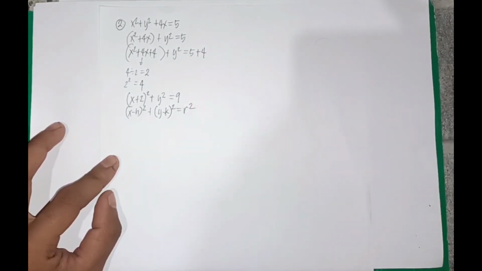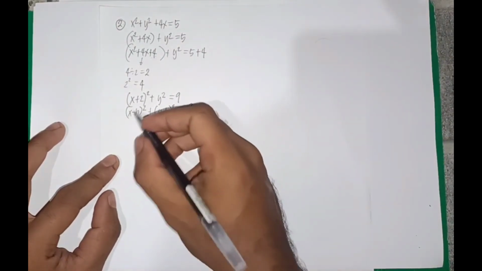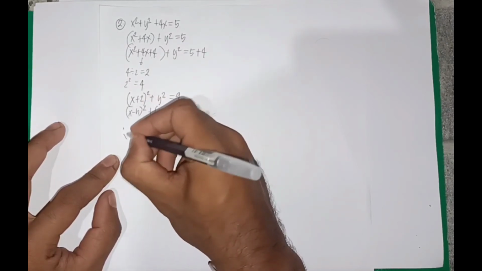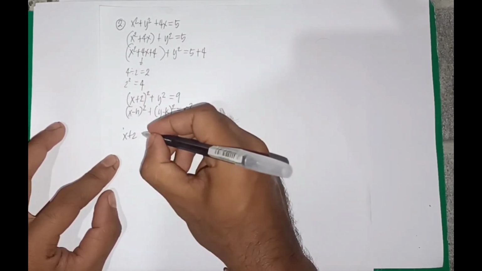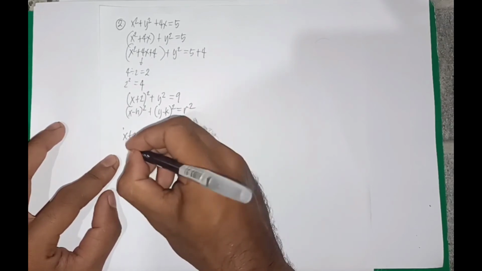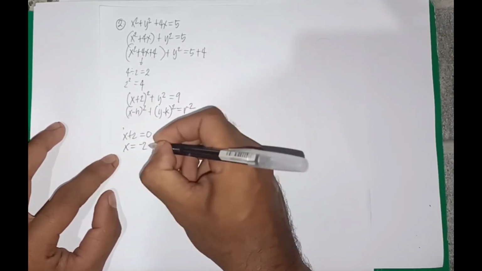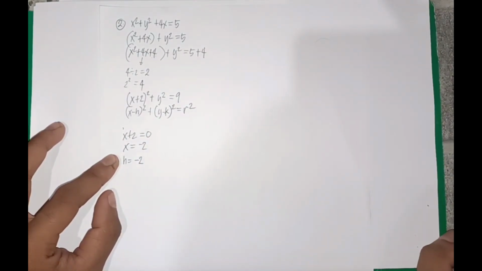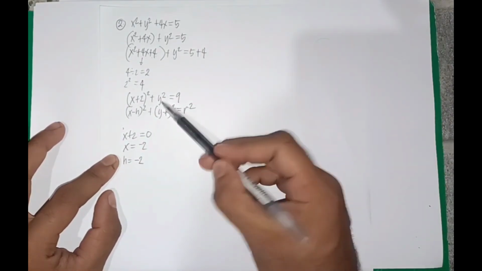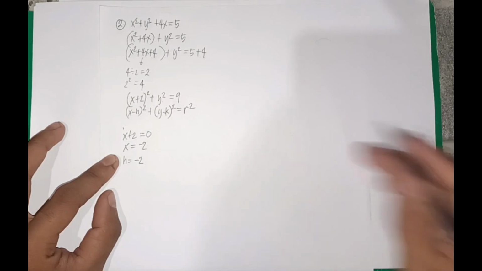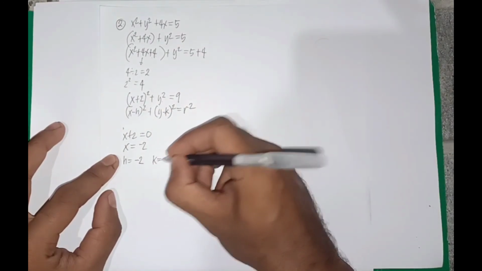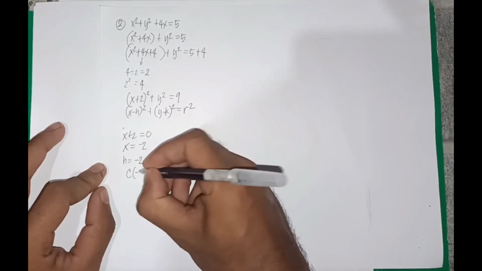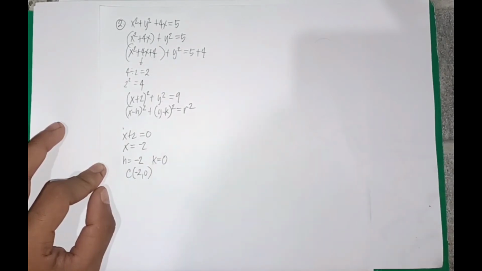So our h, we're going to determine h by equating this one to 0. So x + 2 = 0, so x equals negative 2. So our h equals negative 2. We don't have k here, so we just assume that our k equals 0. So therefore our center is negative 2, 0.